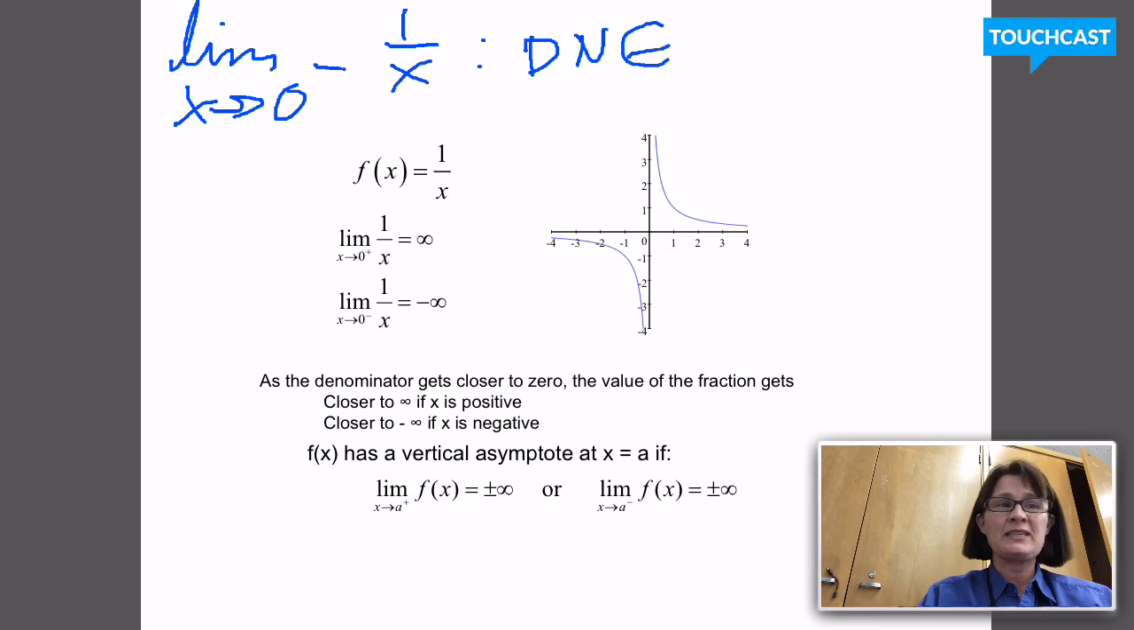But that's different from saying that just because the limit does not exist, there's a vertical asymptote. So in order for a vertical asymptote to be present, you're going to need that limit to actually equal positive or negative infinity.